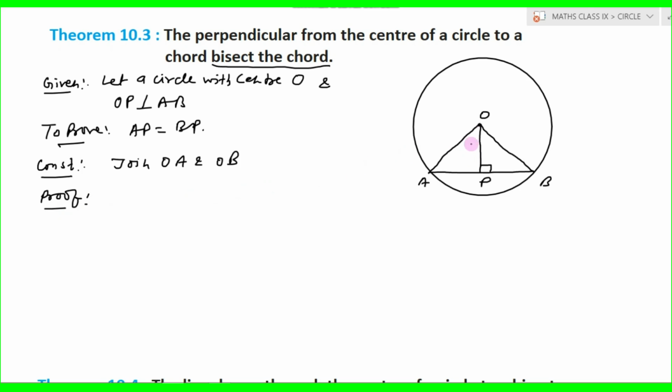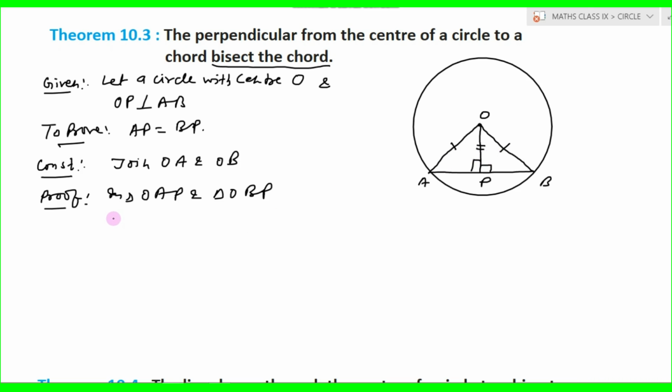So again we find here the two triangles OAP and OBP. If we prove these two triangles congruent, then by CPCT we can get AP equal to BP. So try to prove in triangle OAP and triangle OBP. What we find is this angle is 90 degrees and this angle also is 90 degrees. That is given. And OA equal to OB, radii of the same circle, and this OP is common. So we find right angle, hypotenuse and side. So this fulfills the criteria of RHS.